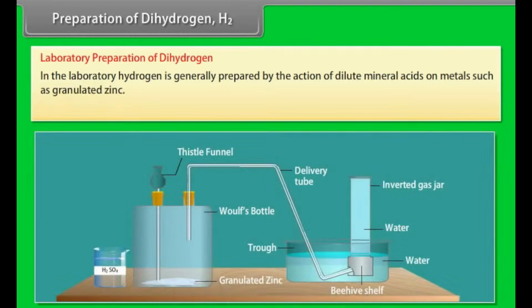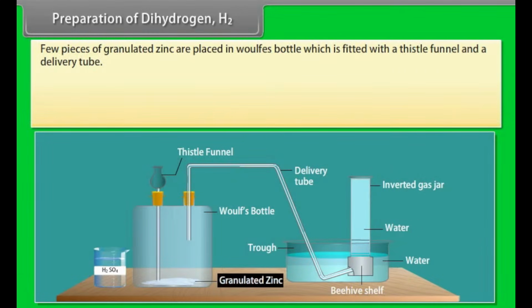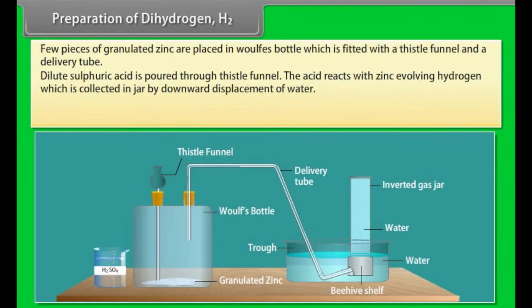Preparation of dihydrogen, H2. Laboratory preparation of dihydrogen. In the laboratory, hydrogen is generally prepared by the action of dilute mineral acids on metals such as granulated zinc. A few pieces of granulated zinc are placed in a Woulff bottle which is fitted with a thistle funnel and a delivery tube. Dilute sulfuric acid is poured through the thistle funnel.